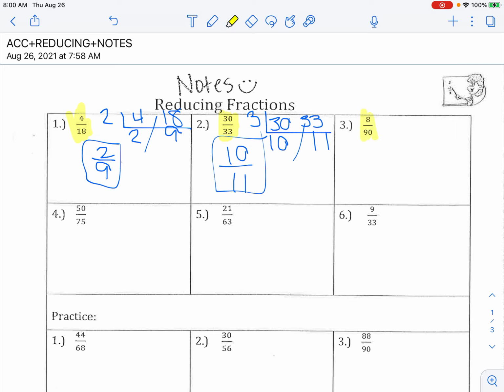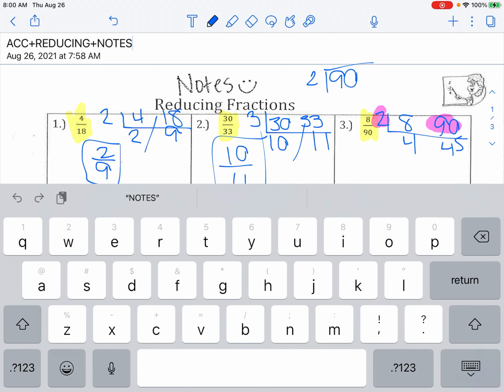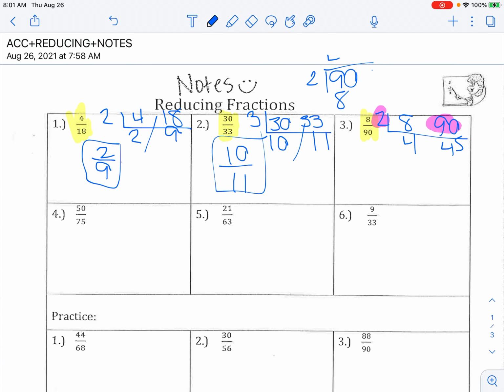What if your answer was 8/90? You put the numerator and the denominator inside a ladder. Those are both divisible by 2. So 8 divided by 2 is 4, and 90 divided by 2 is 45. Now, if you didn't know that 90 divided by 2 was 45, you're going to have to do some long division up here to get to that answer. So 90 divided by 2, 2 goes into 9 4 times, and that's 8. And 2 times 5 is 10.